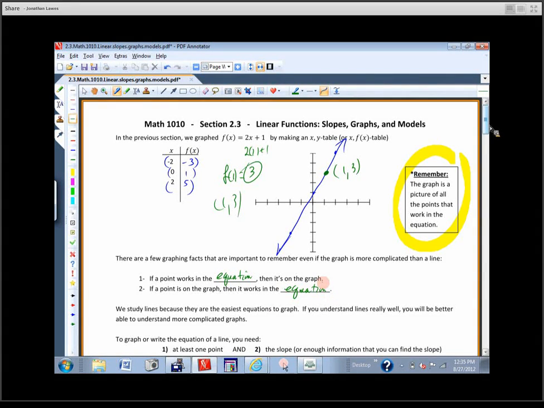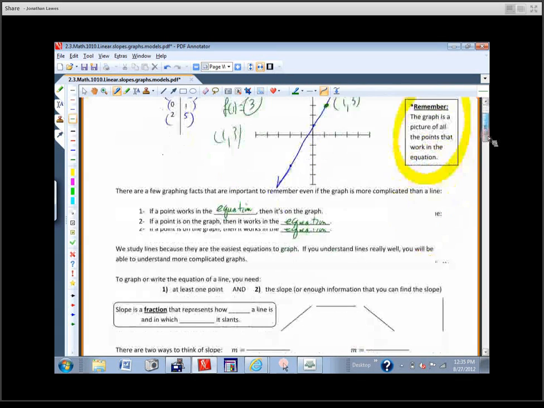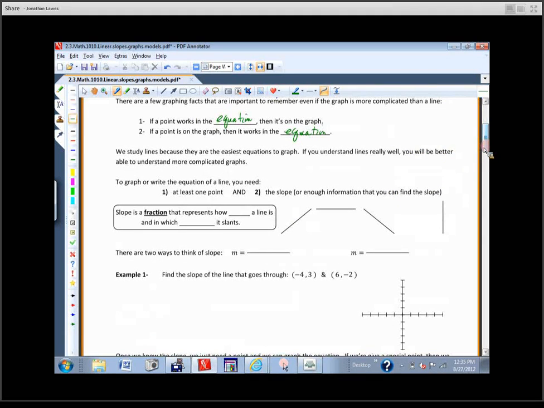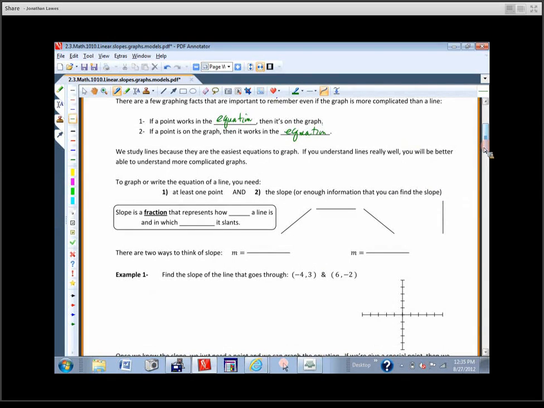And we study lines a lot because they're the most basic shape. Okay, they're pretty darn easy to work with. So we study them a lot, and it's important that we know them really well. So a couple things that are going to come up over and over and over again. And again, these are things that students, even in higher math, tend to forget.